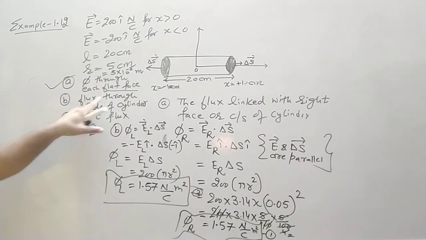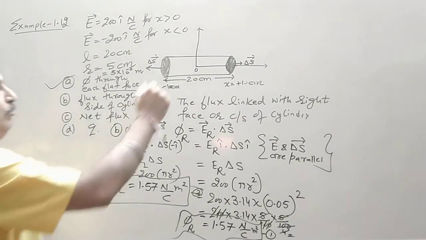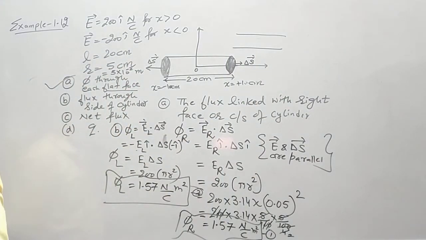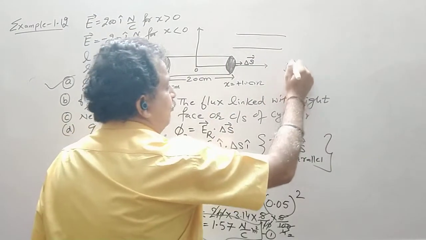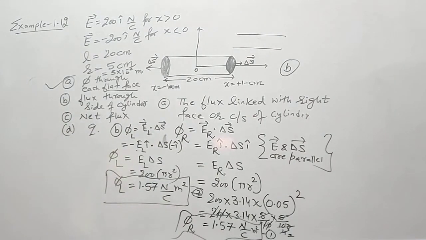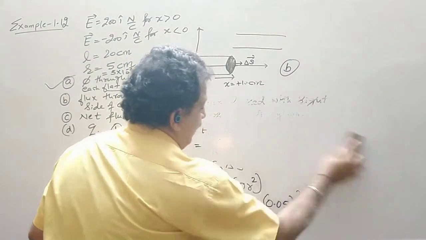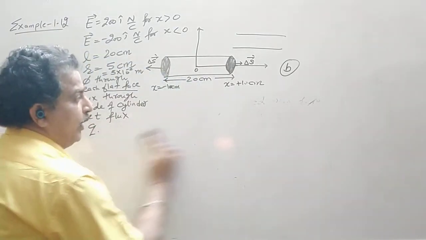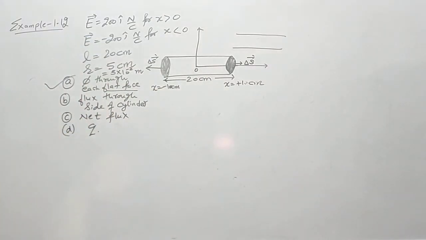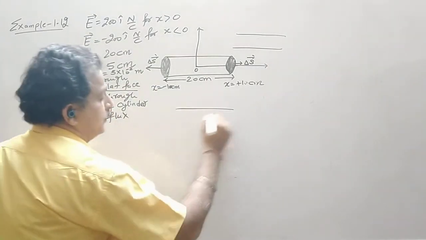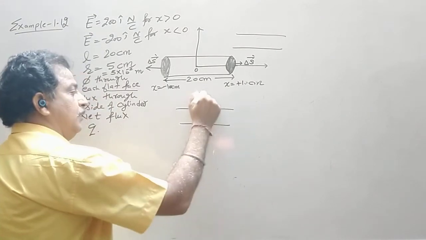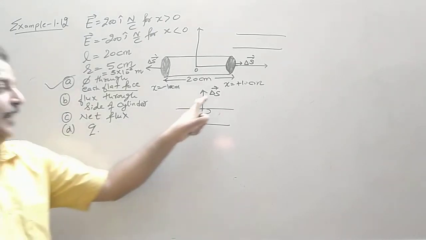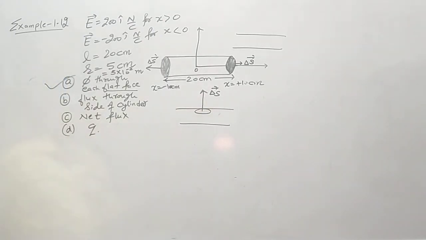Second part is find out the flux through the sides of the cylinder. Now when we say a side, it is simply the curved surface. So for the second part, we have to find out the area vector. The electric field is either along the x-axis or a negative x-axis. For the second part, if I consider the side, the area vector is along the y-axis. So the electric field and the area vector make an angle of 90 degrees.